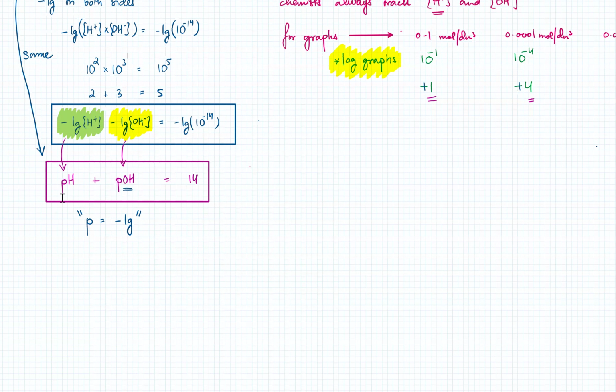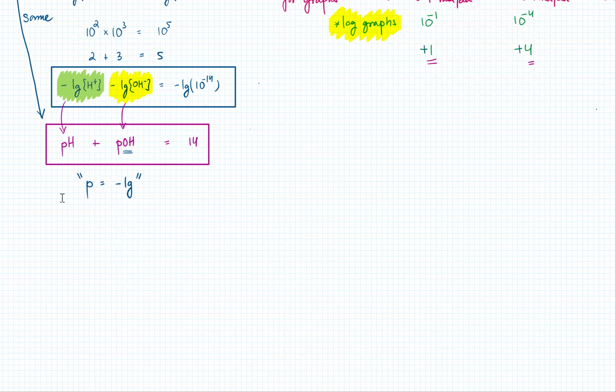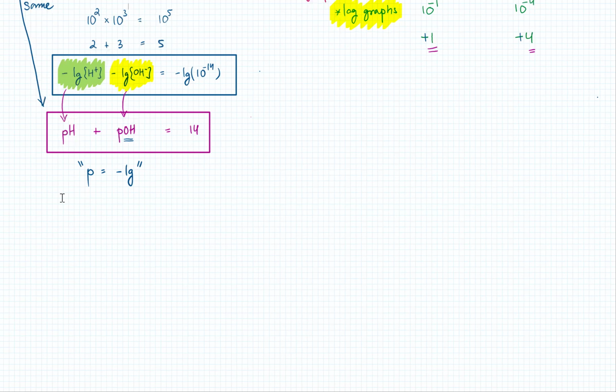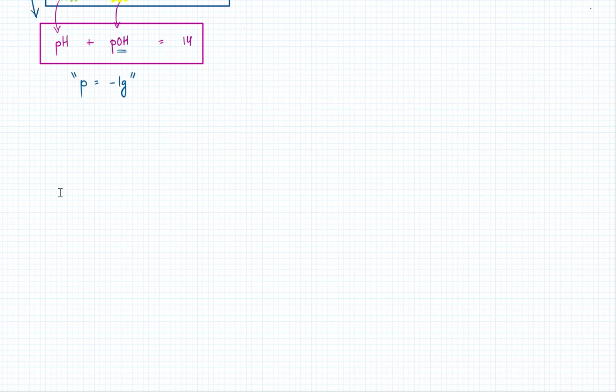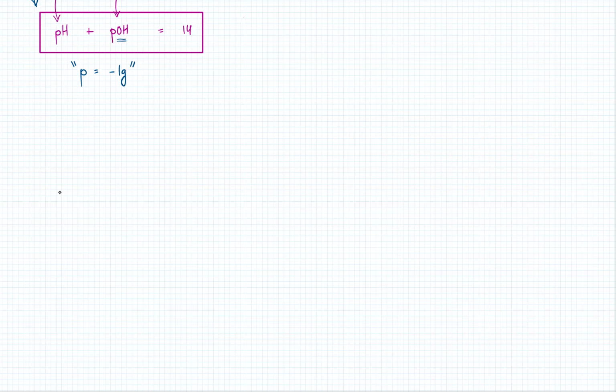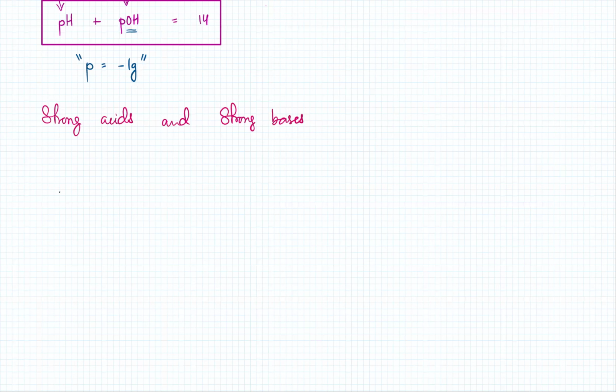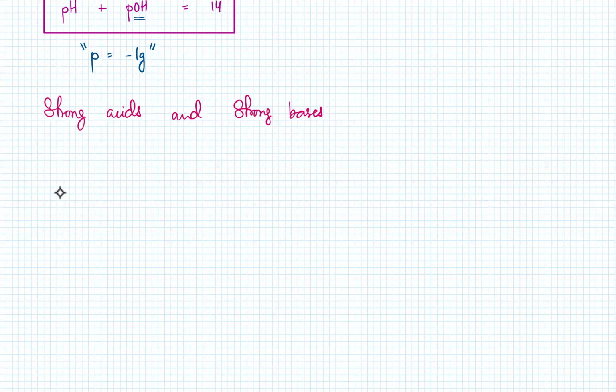So we're going to start doing questions now. The first one is easy. The first one is about strong acids. How do you calculate the pH of strong acids? This is what we're going to do now. So the first one is strong acids and strong bases, and we're going to learn how to find the pH of these.